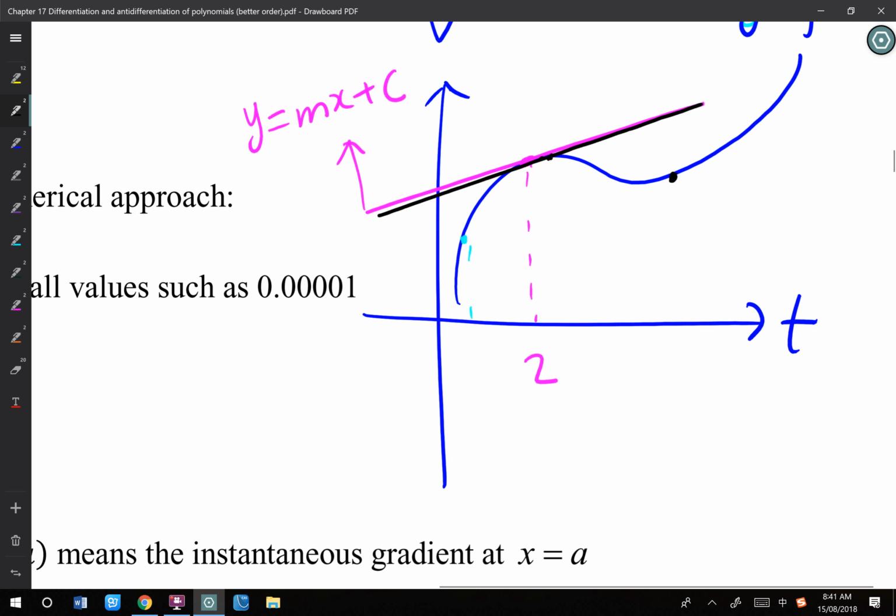So now let's have a think about that. If this point is 2, the point I choose is 2 plus h. I have 2 and 2 plus h. What do you want for the h value? Smaller is better, right? I can use the word approaching.